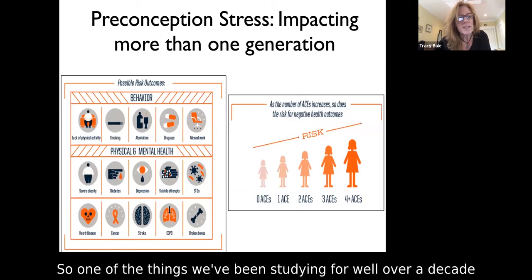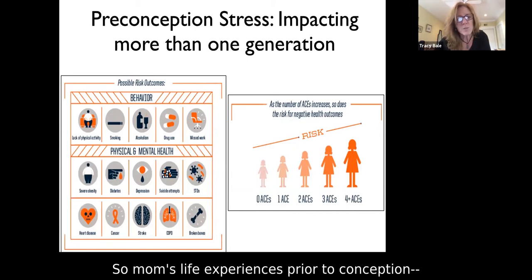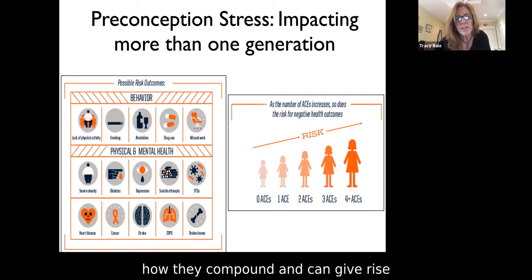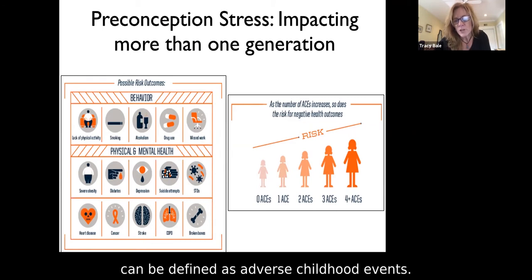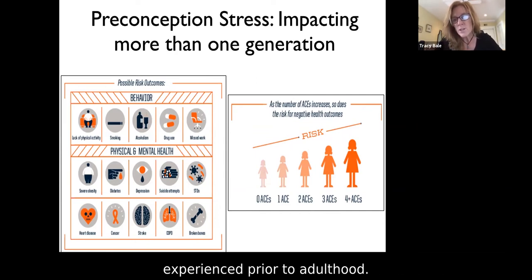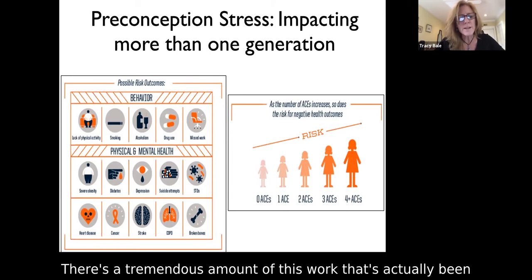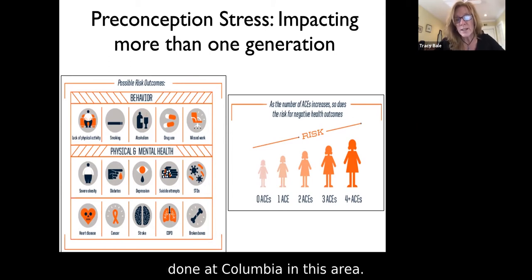One of the things we've been studying for well over a decade now is effects of stress in pregnancy and the outcomes in animal models and in human studies. We've now also added to this the effects of preconception stress. So mom's life experiences prior to conception, how they compound and can give rise to risk for both mom and baby. Some of that preconception stress can be defined as adverse childhood events, those traumatic events that have been experienced prior to adulthood. So in childhood, when those experiences occur and the types of those experiences have been shown to produce dramatic risk for many outcomes. There's a tremendous amount of this work that's actually been done at Columbia in this area.